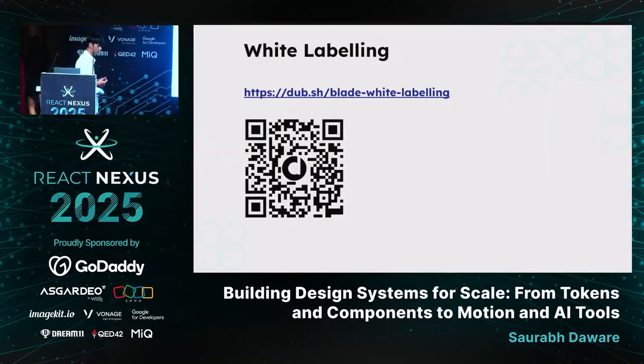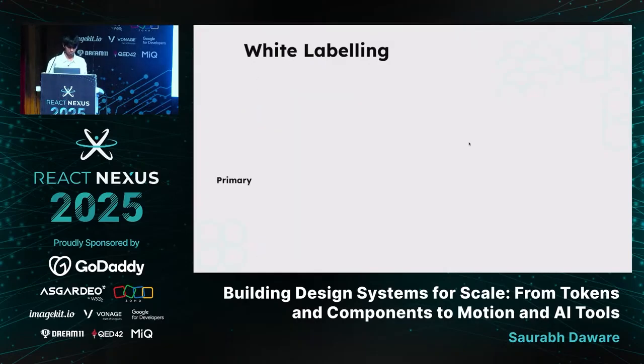There's one thing that we didn't talk about, which is white labeling, where I have defined a blue color here, but white labeling is when you want to change different colors. So I'll actually go to this link and show you the demo as well. If you want to try it out, just scan this. You'll land on blade.razorpay.com, which is our documentation for design system. It has a white labeling page there.